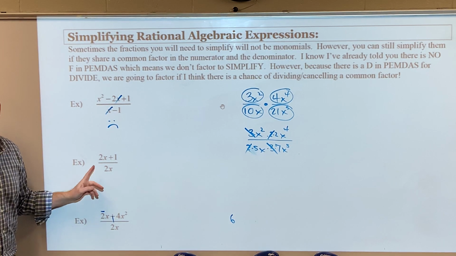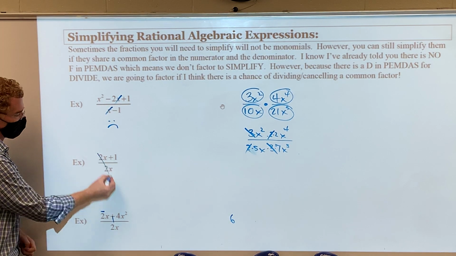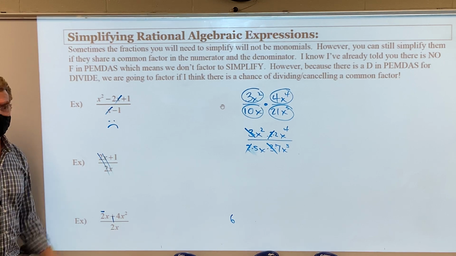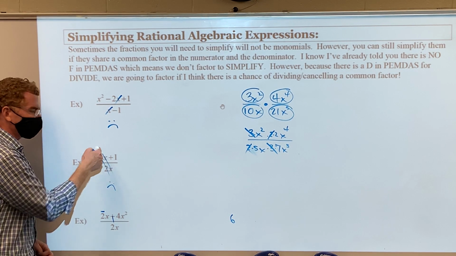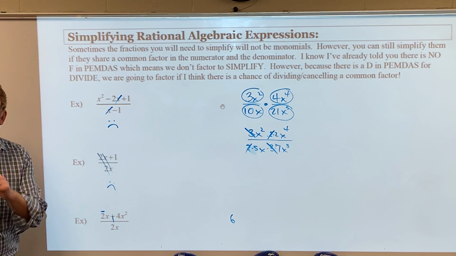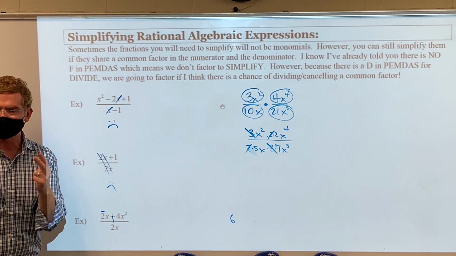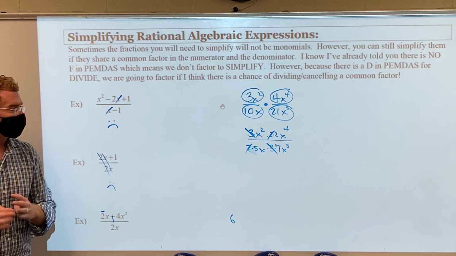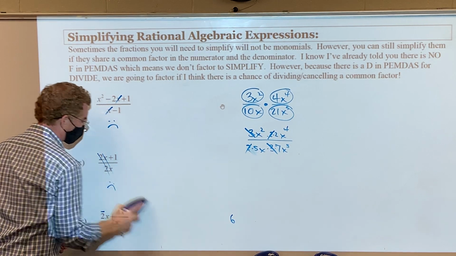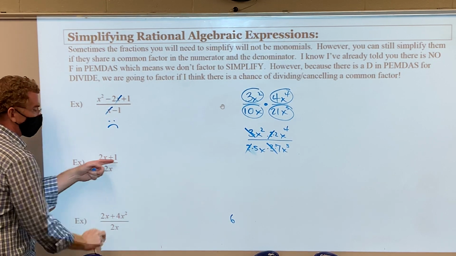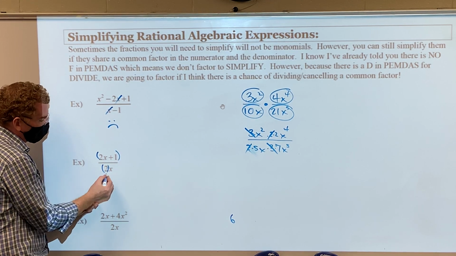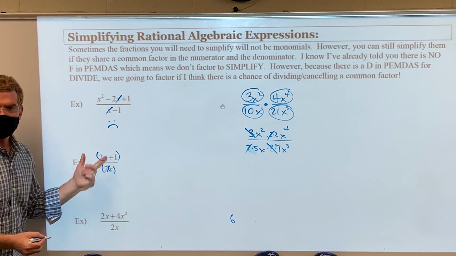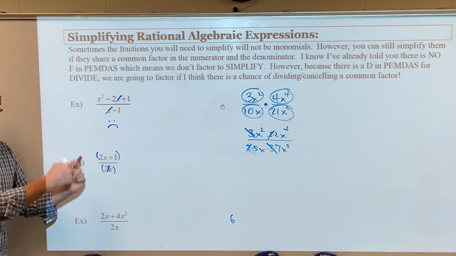Right here, this is super tempting. I see people all the time cancel, equals 1. I can't do that. Why? Because it's not factored. As long as it has something added to it or subtracted from it, it's not factored. Now, that 2x plus 1, the whole thing is a factor, and the 2 is a factor, and the x on the bottom is a factor, but there's nothing in common there, is there?